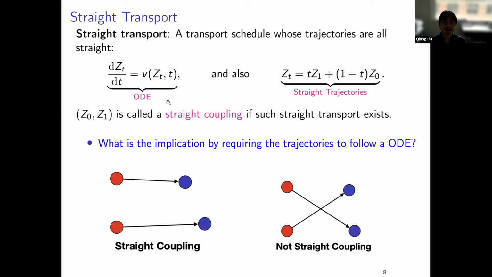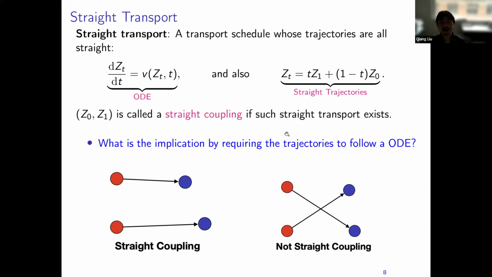So then really we're interested in finding straight transport, right? And more specifically, straight transport is defined as, let's say in this case, a differential equation that takes one distribution to another. And then also the differential equation has to be perfectly straight. Straight transport means every trajectory has to be perfectly straight. In this case, we can write the trajectory in this linear interpolation form.